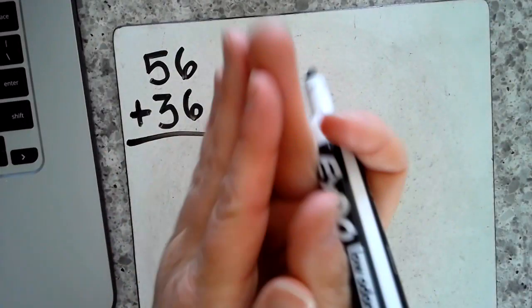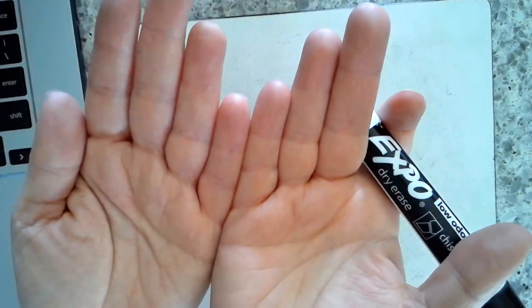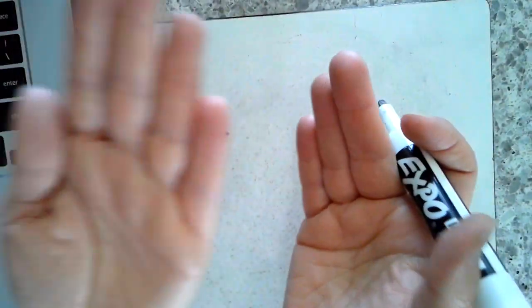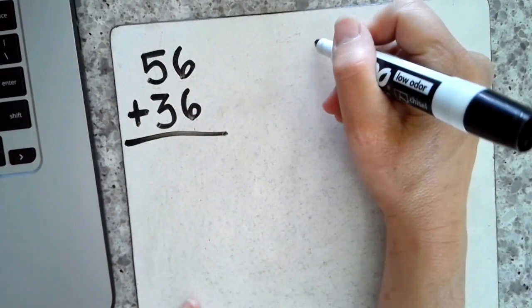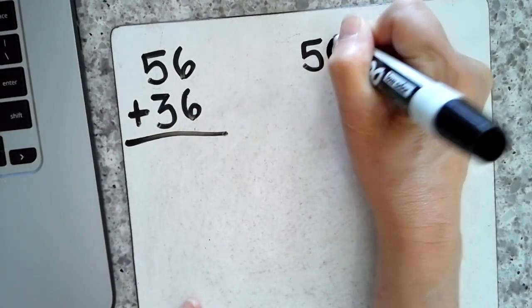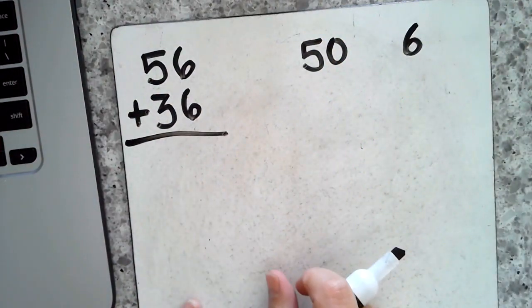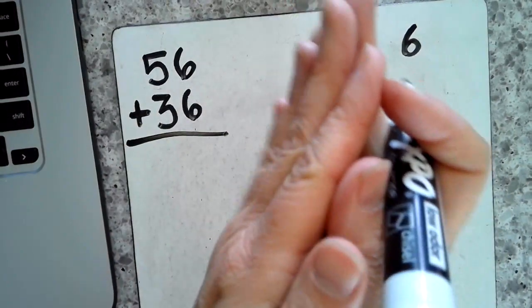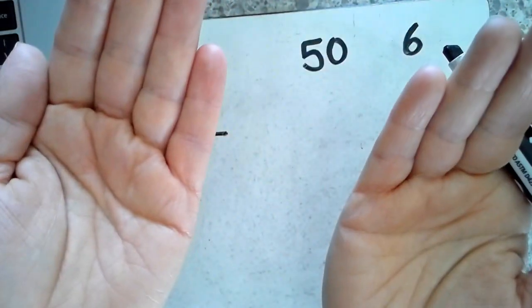All right, let's expand out 56. 56 is, say it with me, 56 is 50 and 6. Go ahead and write those numbers here. Great. Now let's do 36. 36 is, let's say it together. 36 is 30 and 6. Good.